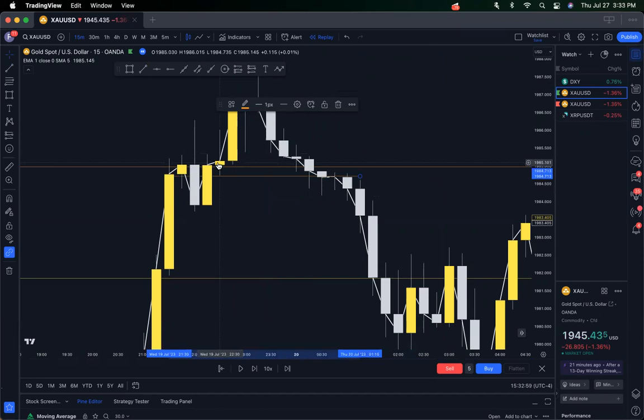To be honest, I think this is not the best example for me to explain that multi-time frame, but the entry would be right there.